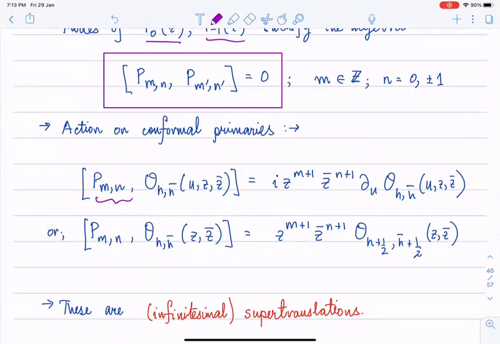Okay, and this is some technique which is actually very familiar from the study of 2D CFTs. So I'm not going to go into the nitty-gritty details of that, but essentially the point is the following: if you compute the commutators of the modes of these currents Pmn with, let's say, some conformal primary operator, then the commutator looks like this.